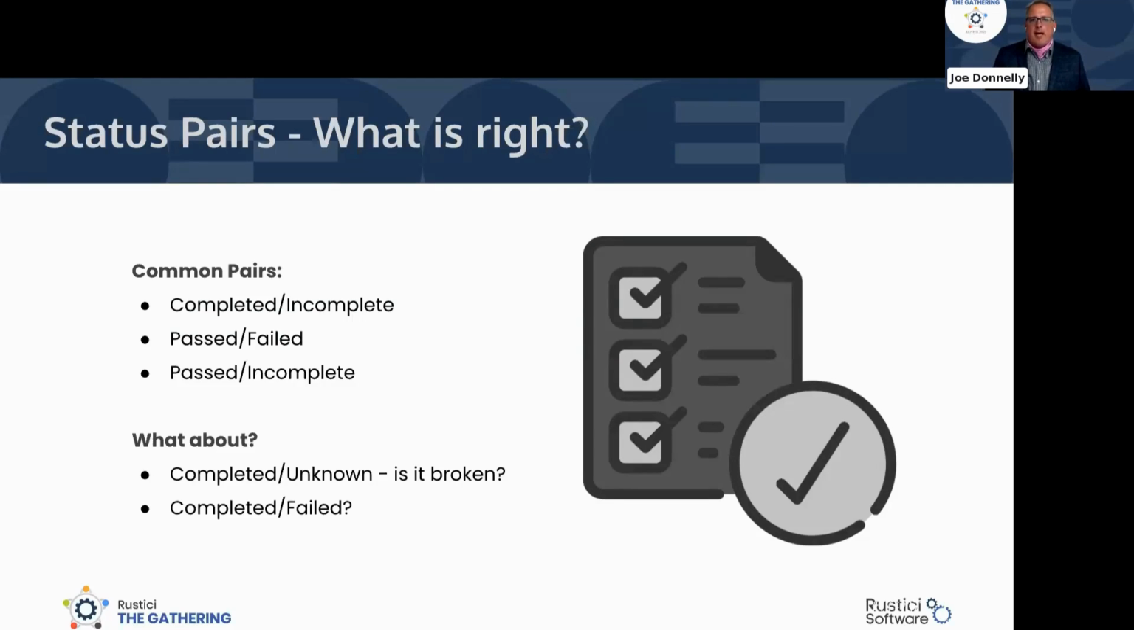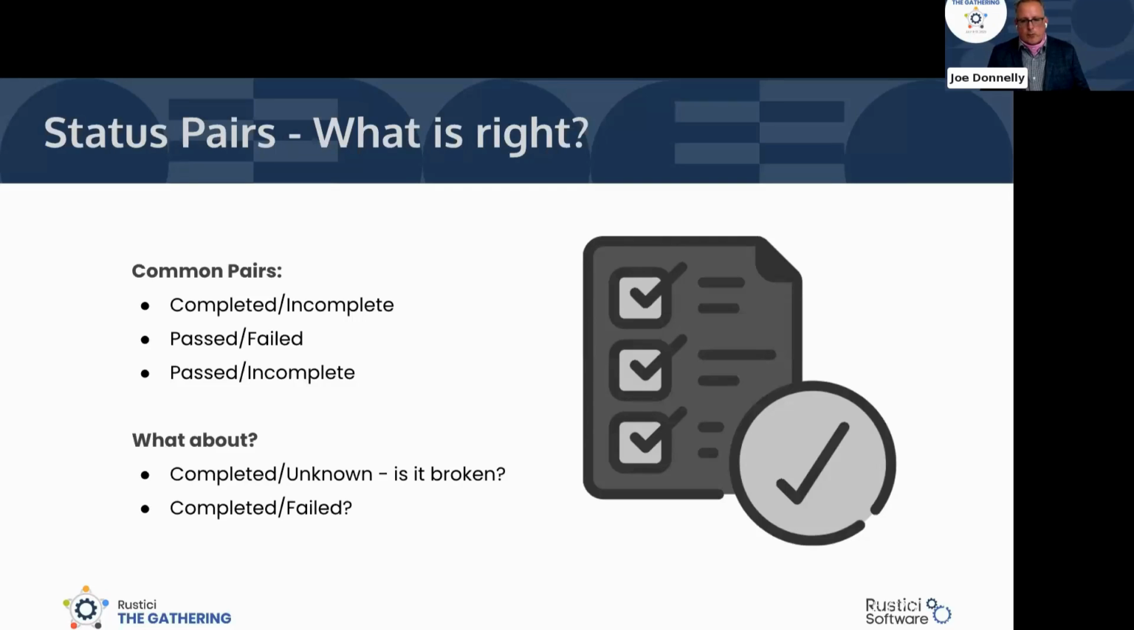One of the things that we hear a lot is this idea of what status pairs are right. Everybody knows completed and passed looks good. Incomplete, unknown, maybe. Passed, failed, yeah, all of that feels reasonable. But what is actually right? Really, the answer is whatever you want it to be.